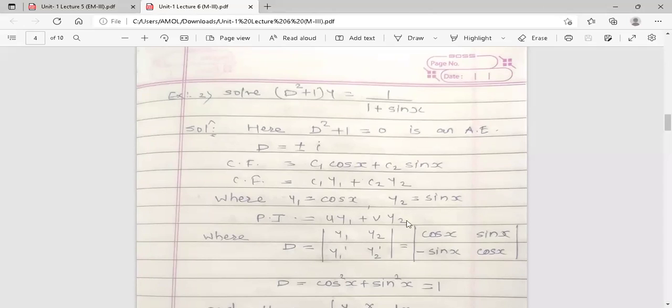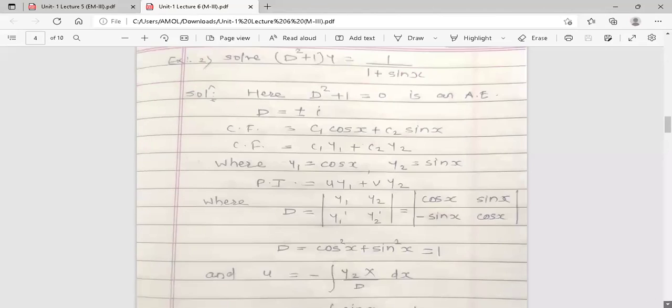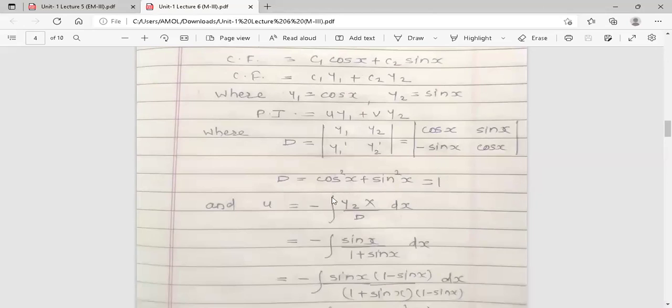And now to find u and v, you first find D. You know what is D? It is the determinant with first row y1, y2, second row y1 dash, y2 dash. So put there the values of y1 and y2. y1 is cos x and y2 is sin x. y1 dash is the derivative of y1, minus sin x, and y2 dash is the derivative of sin x, which is cos x. Solve this determinant. If we solve this determinant, we have cos square x plus sin square x is equal to 1. So the value of D is 1. Now find u and v.